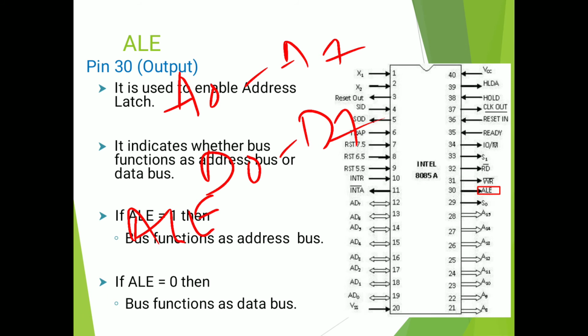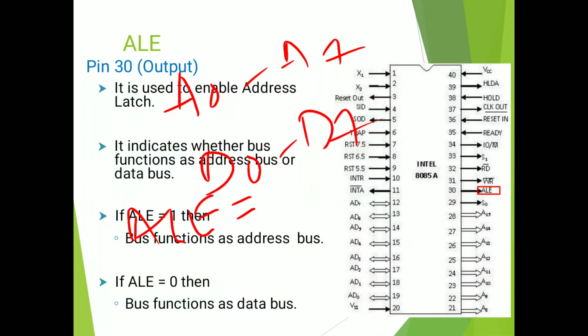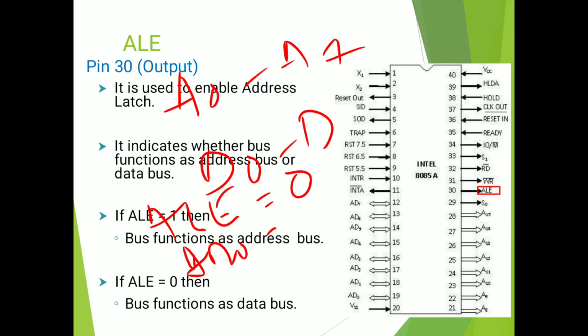When ALE is set to 1, it indicates AD0 to AD7 are address. When ALE is set to 0, it indicates AD0 to AD7 are data. So ALE gives the information of AD0 to AD7, which are multiplexed.